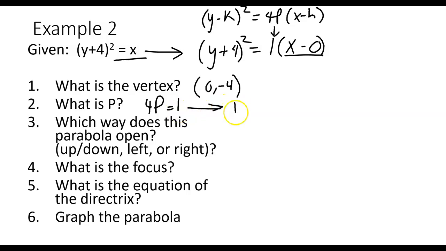Which means that p equals 1/4, or you could say about 0.25 if you want to write it as a decimal. That might come in handy a little bit later. All right, which way does this parabola open?